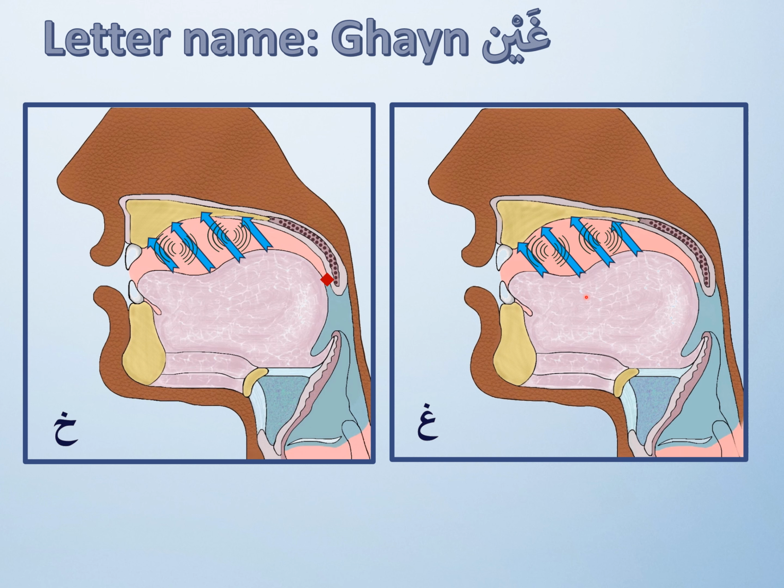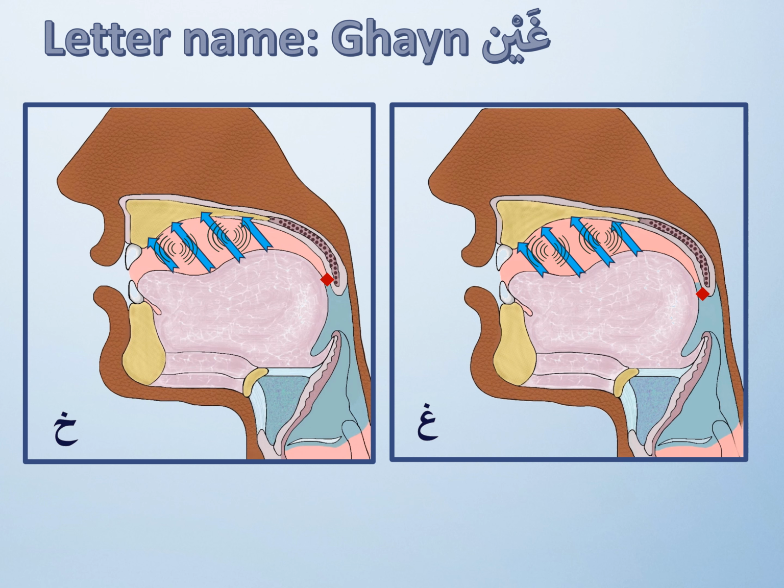The Kha is slightly higher, just a little bit higher than the Ghain, and the Ghain is slightly lower. But again, they're both in the soft palate area of the throat. So kha, gha. And we will move on to looking at how they're pronounced with the vowels on them.